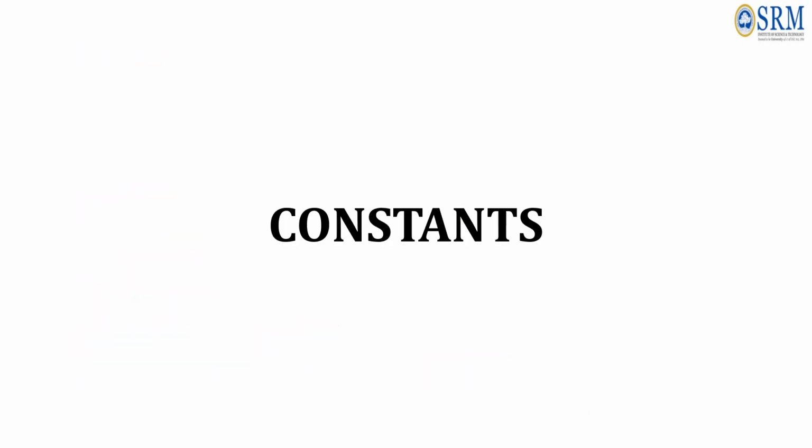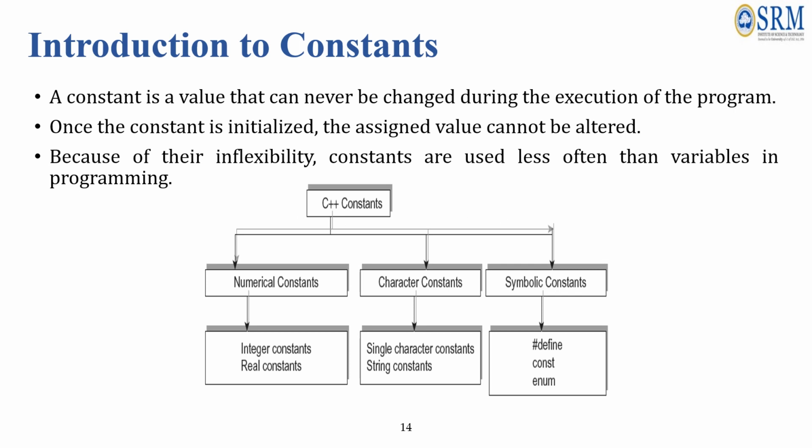Now coming to constants. A constant is just the opposite of a variable. The values in variables change over time in the program, but once you declare something as a constant, it cannot change during the execution of the program. That is what a constant refers to. It is so inflexible. Variables are very flexible because their values change over time, but constants are not. Being inflexible, constants are used less often than variables in programming.